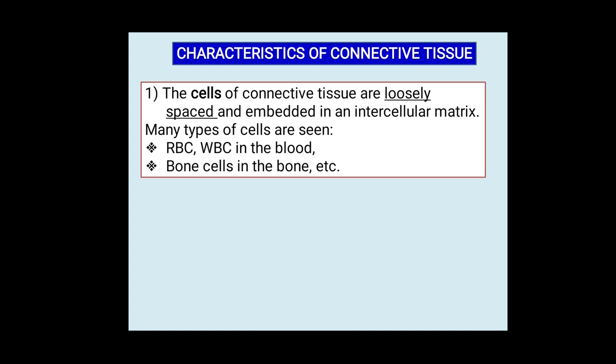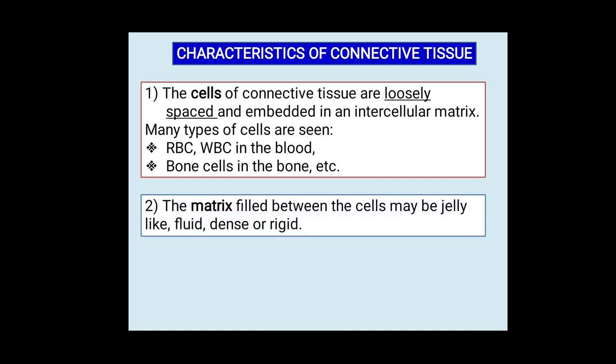Second thing is connective tissue cells are of many different types. You don't have a single type of cell or 2 types of cells. You have many different types of cells. Some examples which you are familiar with: RBC, WBC, which are there in the blood; bone cells, which are there in the bone.